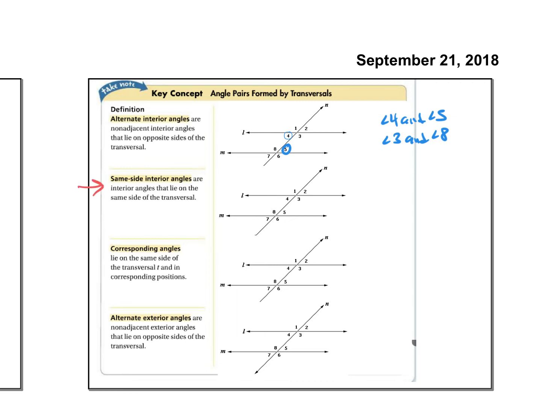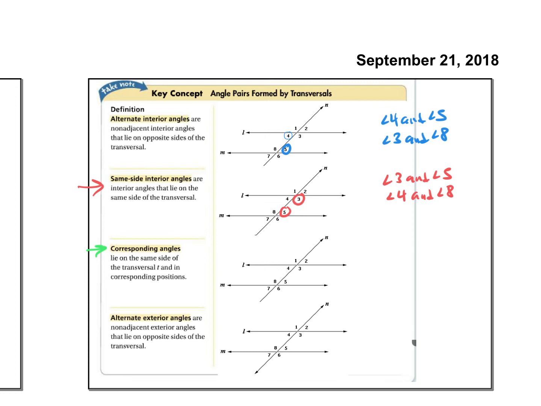Same side interior means same side of the transversal and inside the two lines. So we could say angles 3 and angle 5, and we can say angles 4 and angle 8.